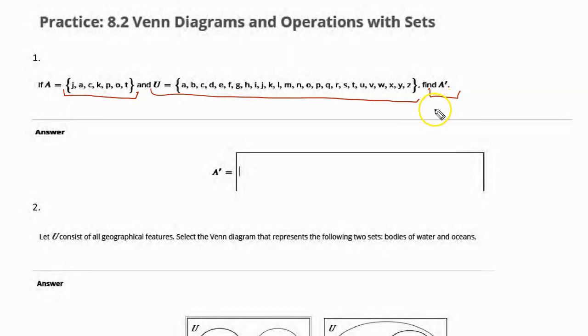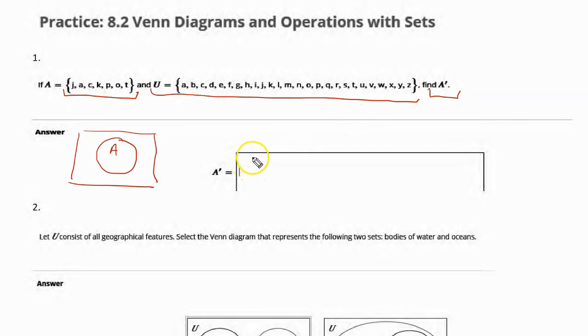So as was mentioned, you want to have a strategy for doing things like this. So again, the universe in a Venn diagram would be everything that is in your sample space. And then this would be set A, and it would contain these elements. So what would be left outside that's in the universe that's not in A would be A complement.